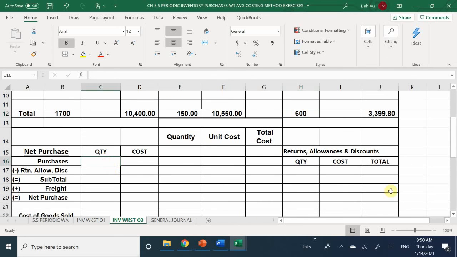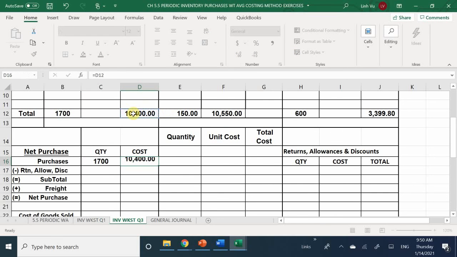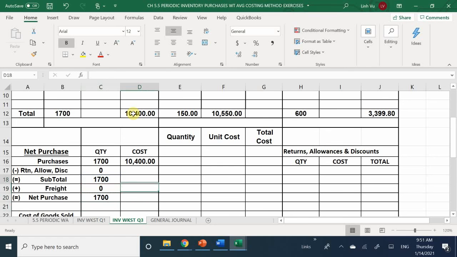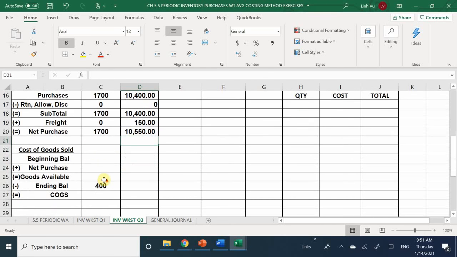All right, so again, we're going to copy the information down here. Total purchases of 1,700 items for 10,400. Nothing to return. No, freight doesn't have an effect on quantity. Not plus, minus this. And then we have freight of 150, bringing our grand total to 10,550, right?